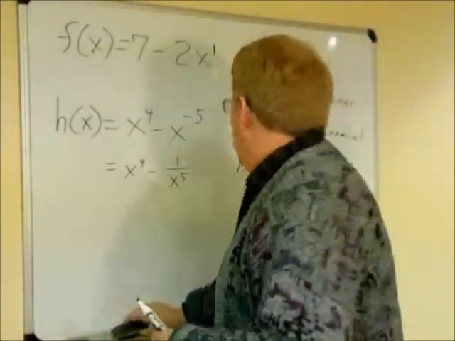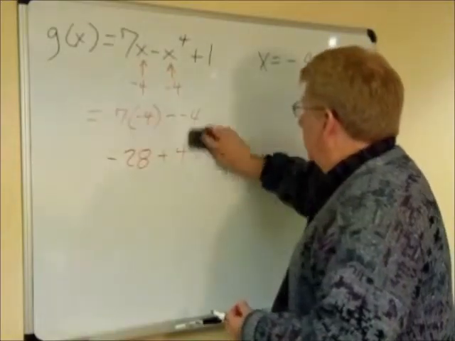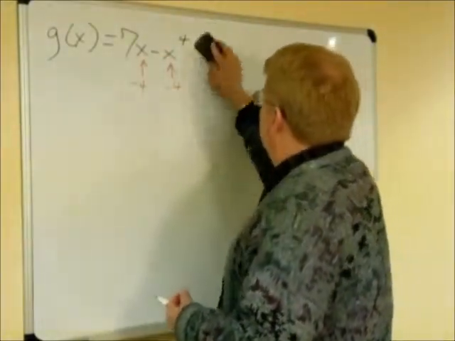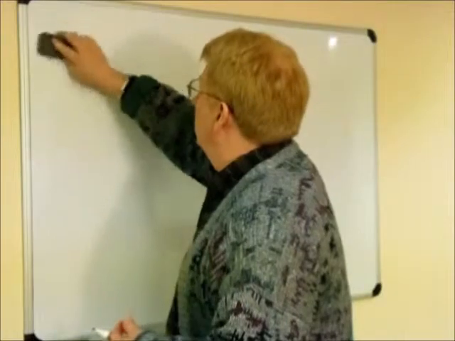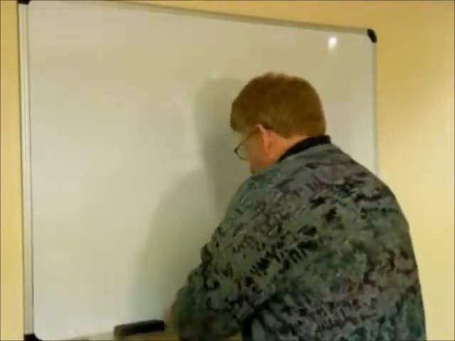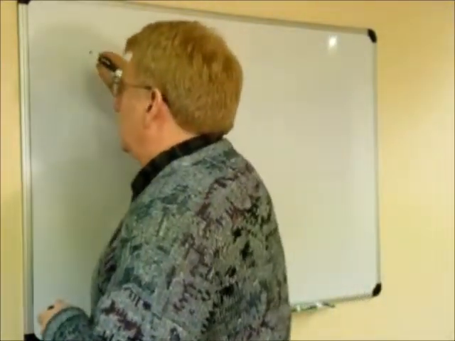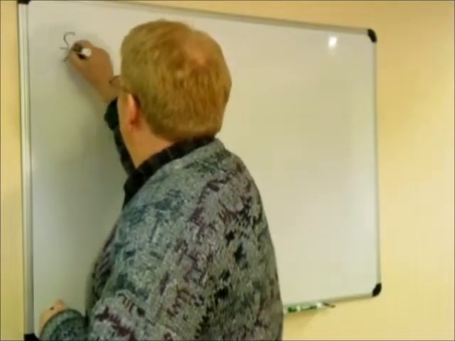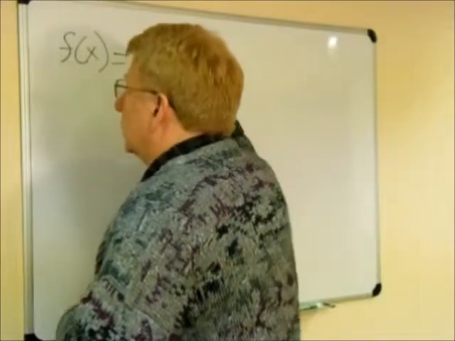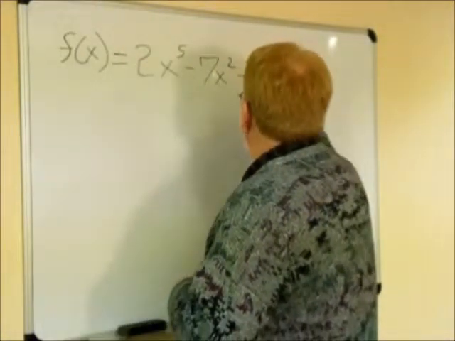Okay, let's try something else. What I'd like to look at is end behavior of a polynomial. So as x approaches plus or minus infinity, what's the end behavior of the function? For that, we'll take an example: f of x equals 2x to the fifth minus 7x squared minus 4x.